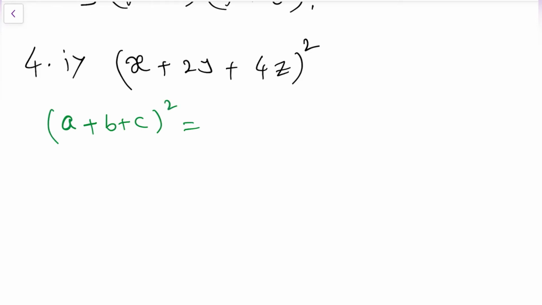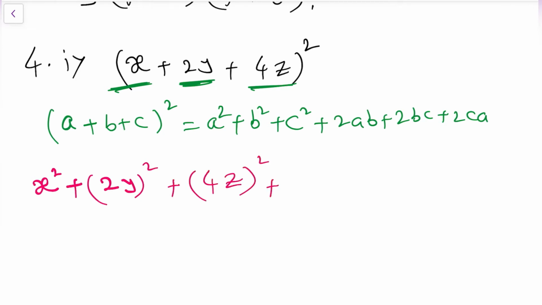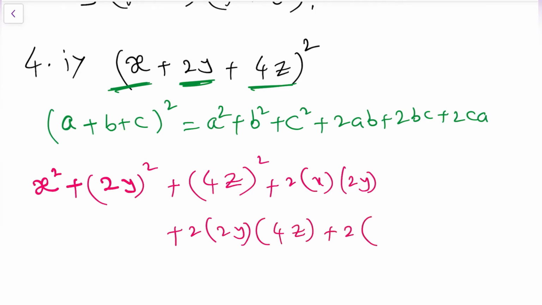So (a + b + c) whole square is nothing but a square plus b square plus c square plus 2ab plus 2bc plus 2ca. In the place of a we have x, in the place of b 2y, in the place of c 4z. Let us substitute now. A square is there, so x square plus b square, (2y) whole square, plus c square, (4z) whole square, plus 2 into a, that is x, into b, 2y, plus 2 into b, 2y, into c, 4z, plus 2 into c, 4z, into a, x.